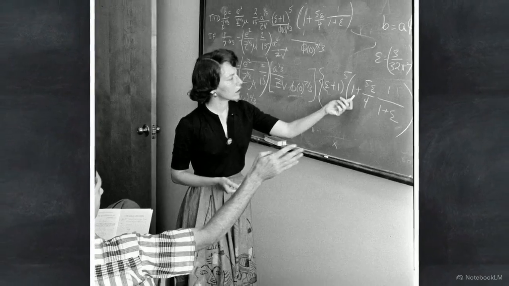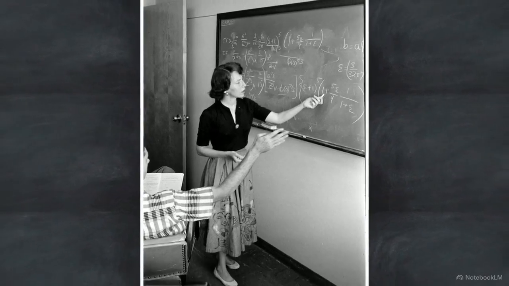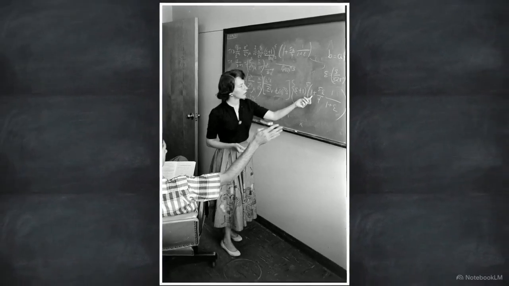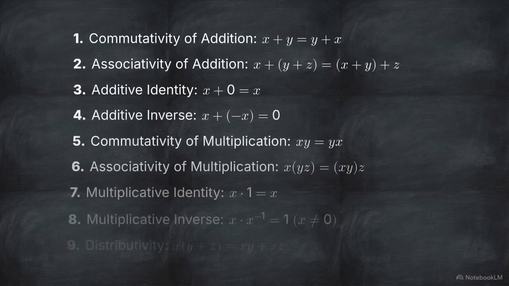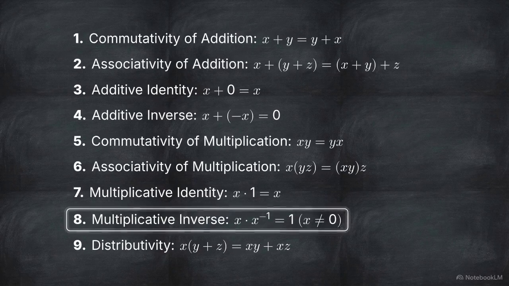A mathematical field, like the set of real numbers, is defined by 9 properties governing addition and multiplication. This list displays those axioms, and the 8th property is the multiplicative inverse. For every non-zero element x, there is an inverse that multiplies with it to equal 1. This is the exact mechanism that makes division possible. We strike it from the record.